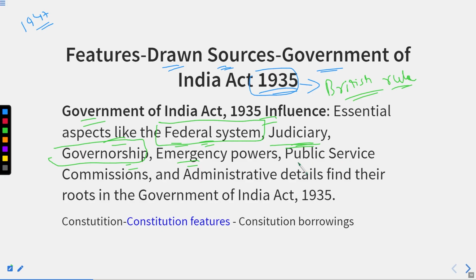Public services like the union public services and state public services, and administrative details which we have included in the Indian structure, have been found in the Government of India Act 1935. So now you can imagine these things have great importance and are mentioned in the Government of India Act 1935. That's why I told you the Government of India Act 1935 has a significant influence on the Indian structure. So these are the things which we have borrowed in the Indian Constitution, and the grassroots and the source comes from the Government of India Act 1935.